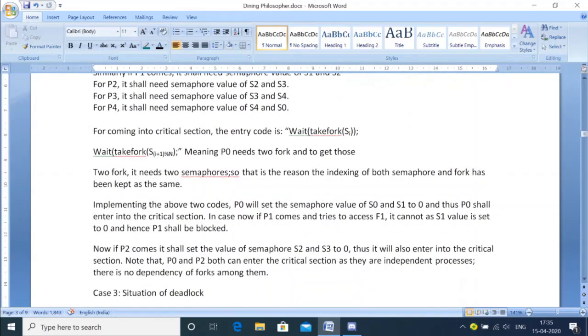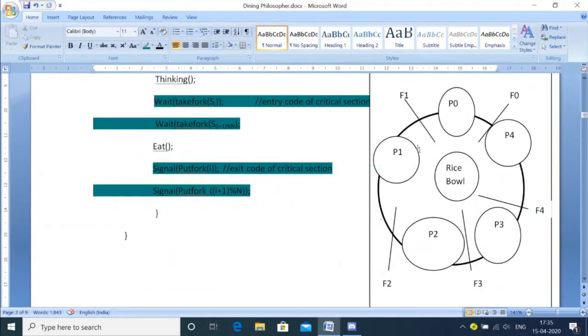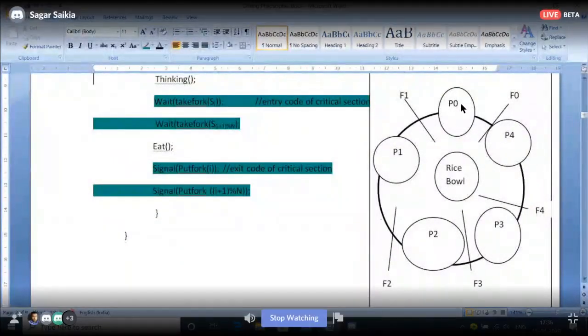One more question may be asked. This is very important. For example, we know that P0 and P1 are cooperating processes. Why? Because they are sharing a common element, that is F1. F1 is the common element being shared between P0 and P1. For such processes, only one process can execute in the critical section, isn't it? If P1 is executing, P0 has to wait.